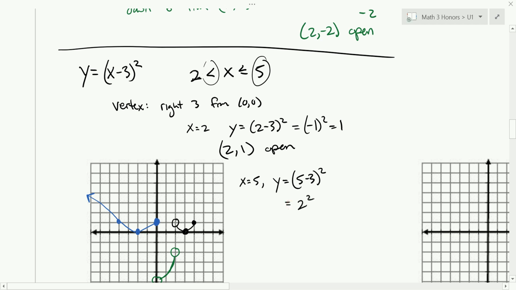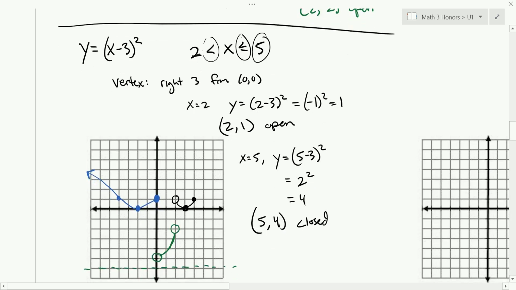We get 2 squared, which is 4. So 5, 4, open or closed? This one's going to be closed because we do have an equal sign. X is less than or equal to 5. So 5, 4, 1, 2, 3, 4, 5, up 1, 2, 3, 4 right there. That's your graph. That's what you want.